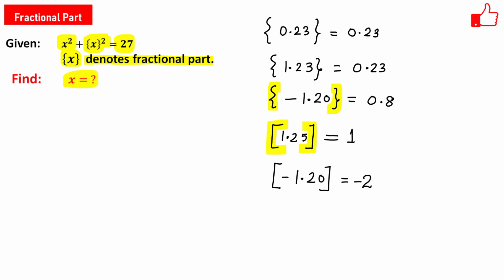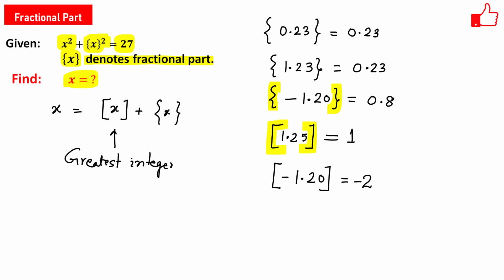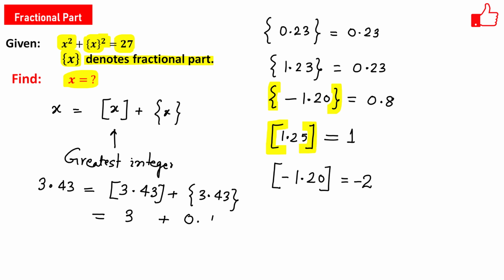In general, any number x can be written as the greatest integer of x plus the fractional part of x, and this is true for all x. Just to verify, let us say x is equal to 3.43. Then I will have the greatest integer of 3.43 plus the fractional part of 3.43. The greatest integer of 3.43 is 3 and the fractional part of 3.43 is 0.43. So this is equal to 3.43.